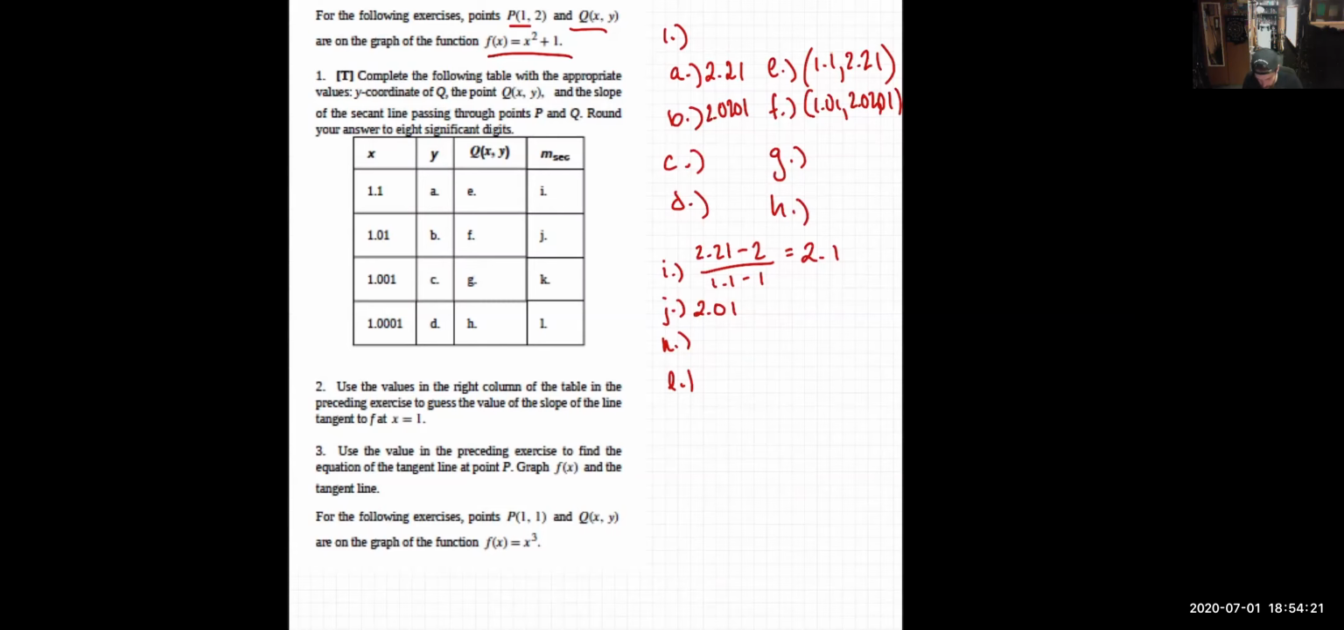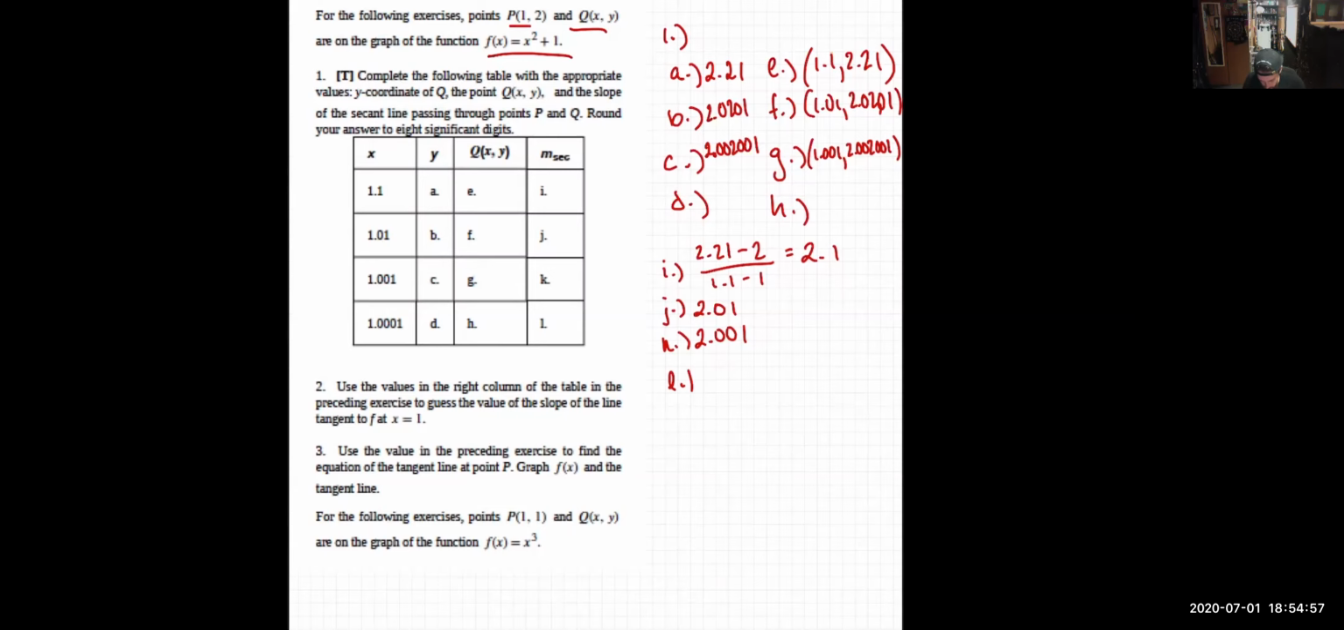Let's continue forward. So 1.001, if we plug that in, is going to give us 2.002001. So that's the coordinate (1.001, 2.002001). And if we find that change divided by 0.001, that is 2.001 for the slope of the secant line. We can already see the pattern. It looks like this number is starting to converge towards 2. Well, for the sake of completeness, let's go ahead and verify that.